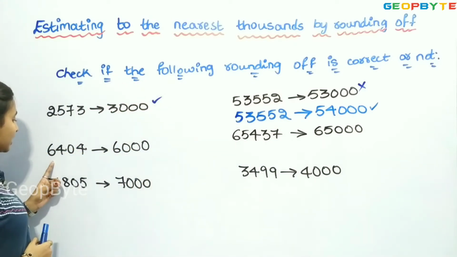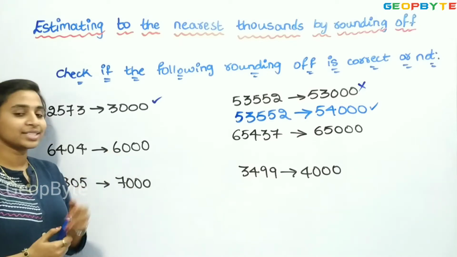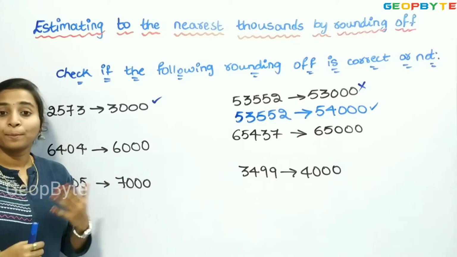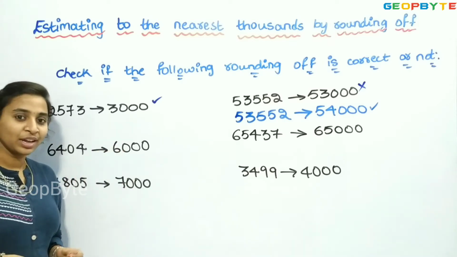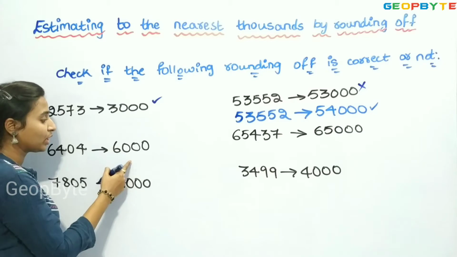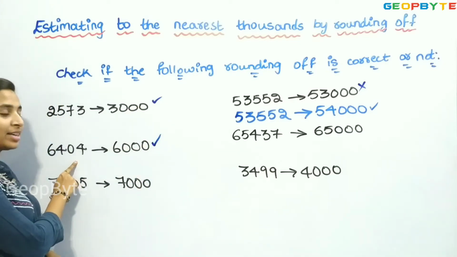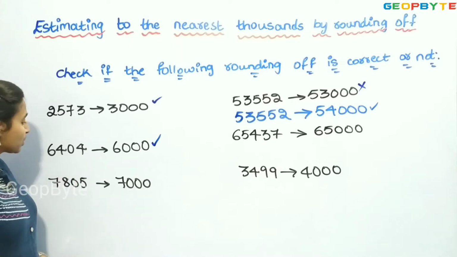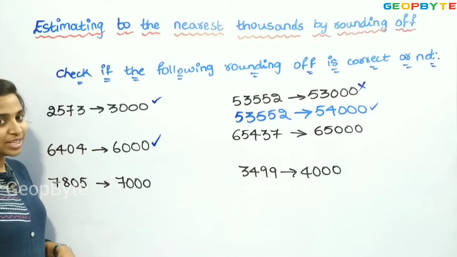Now let us see the third one. We have 6,404, which is rounded off to 6,000. As we know, below 500, they are rounded off to the before number. So here they are rounded off to 6,000. It is correct. It lies in between 6,000 and 7,000. As it is 404, it is rounded off to 6,000.